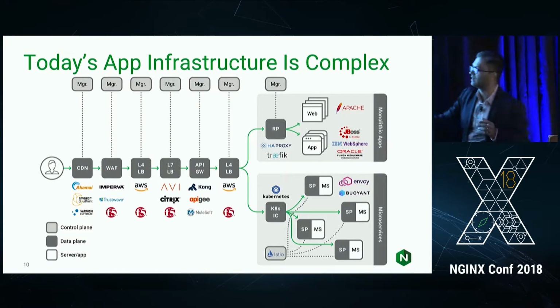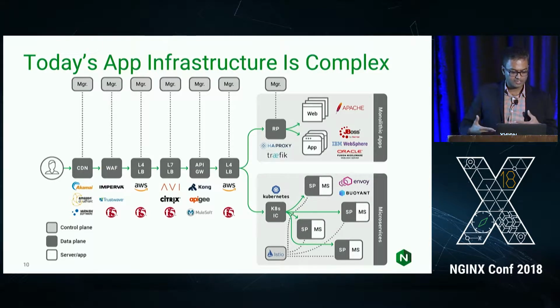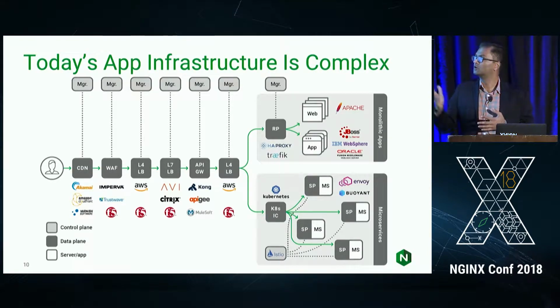A customer could have Akamai, a CDN. They have Akamai, and they have Imperva for WAF. But basically, they had 13 different solutions, including NGINX. And the data plane basically is the dark gray, and the control plane is light gray, right?